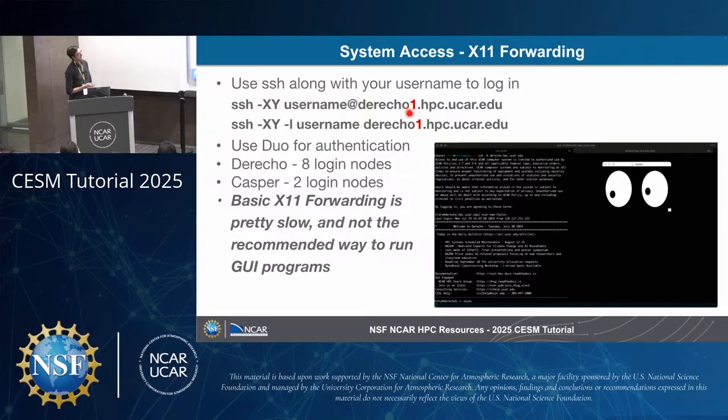So you can see in this command here, I said derecho1. And for whatever reason, that number can be 1, 2, 3, 4, 5, 6, 7, 8. Use a specific number, X forwarding usually works better. Again, it's pretty slow, but the thing you need to add to an SSH command to enable X forwarding is this -XY. And then on your local terminal, your laptop or your desktop, whatever you're using, you need to have X windows set up.